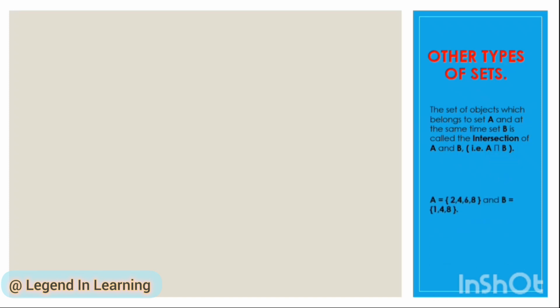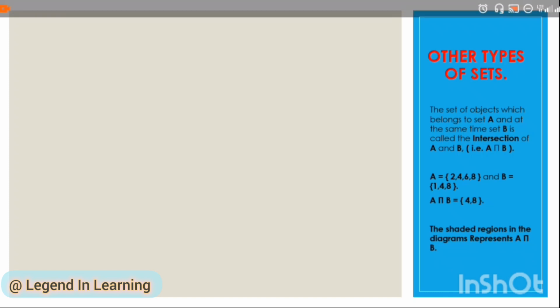Okay, now let's look at it. This is how it is being written. When you see something like this, these are the members of the set. We can see set A is equal to 2, 4, 6, 8, and set B is 1, 4, 8. And let's move on. We have A intersection B, which is what? 4, 8.